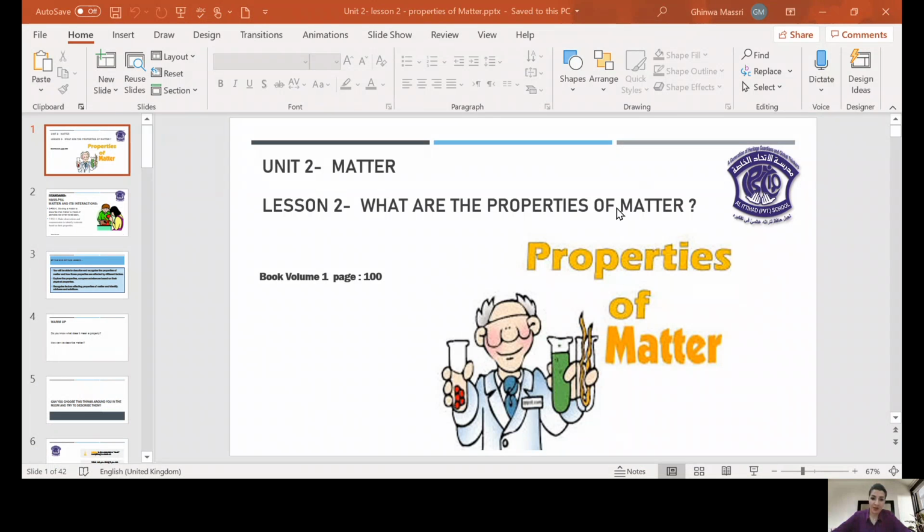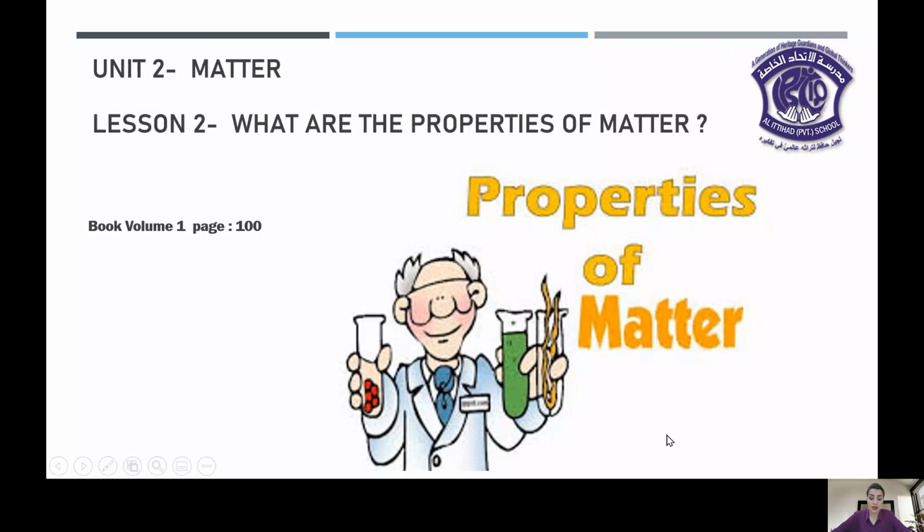Today I will be recapping for you the chapter that we went through together, which we will continue after the New Year break or the winter break, and which is about matter and the properties of matter. As we discussed in an earlier video, we talked about what matter is, the states of matter, and how to measure matter.